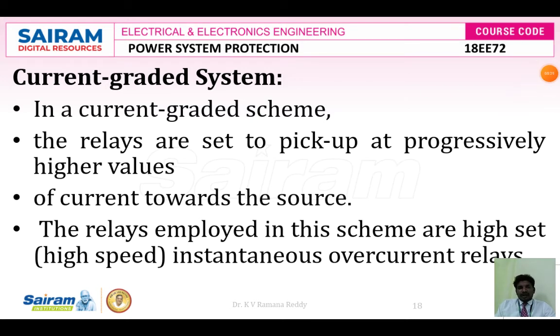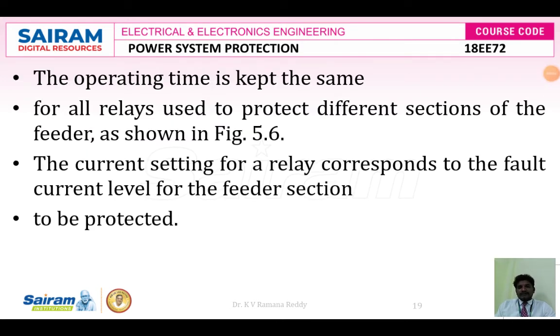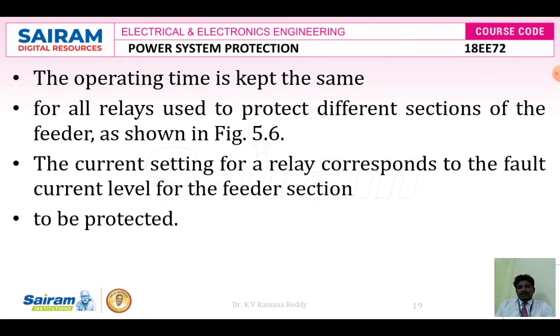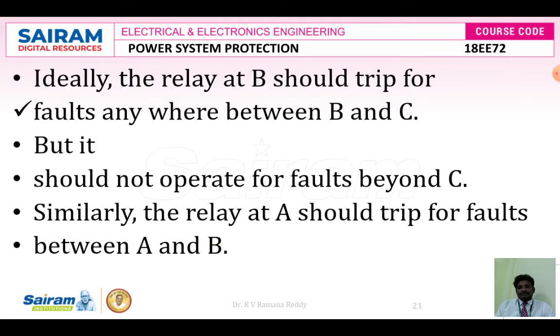The operating time of these high speed, high set overcurrent relays is kept the same from section C to section B, and section B to section A, for all the relays used to protect different sections of the feeder, which is shown in figure 5.6. In this arrangement, generally the current setting for a relay corresponds to the fault current level for the feeder section which is to be protected.